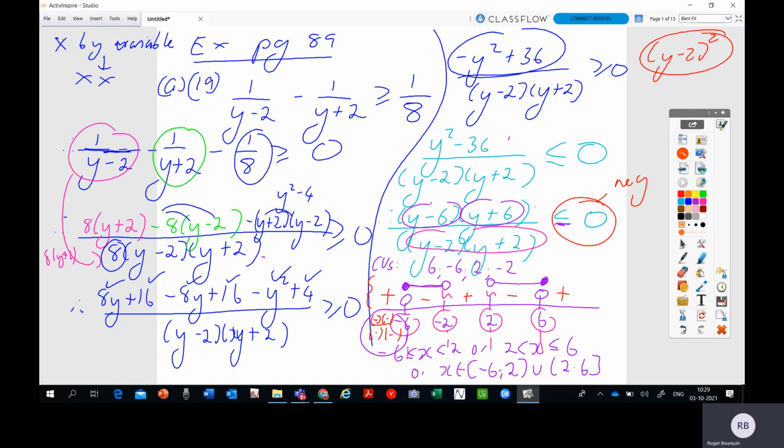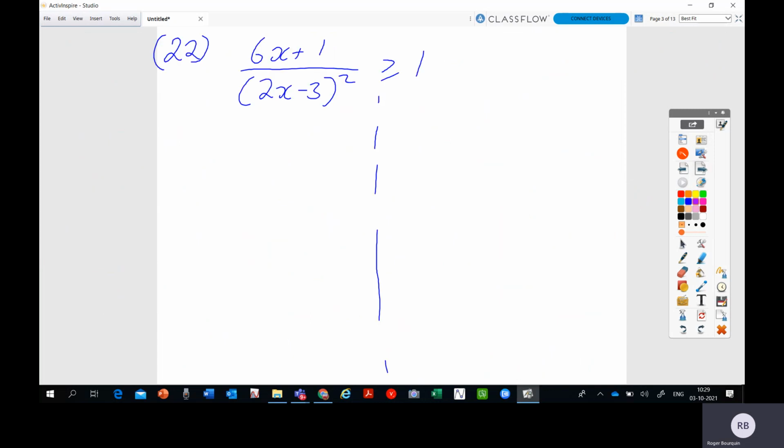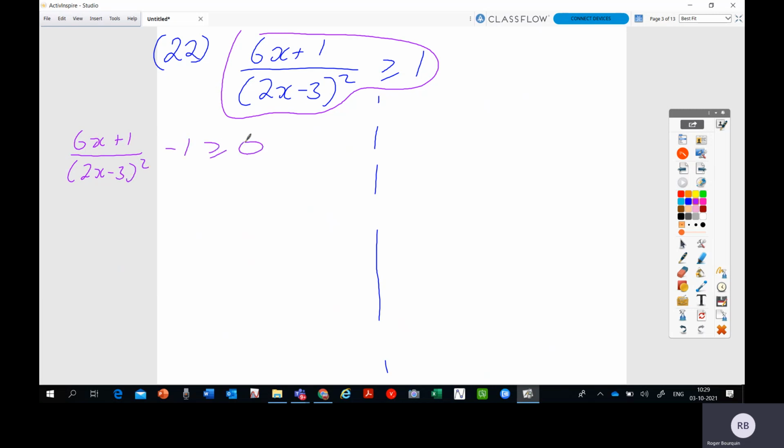Right, the next one is number 22, and you've got 6x plus 1 over (2x minus 3) squared is greater than or equal to 1. So now you're going to move the 1 to the other side. That's going to be your first step. So you're going to get (6x plus 1) over (2x minus 3) squared, minus 1, is greater than or equal to 0. So now your common denominator is (2x minus 3) squared.